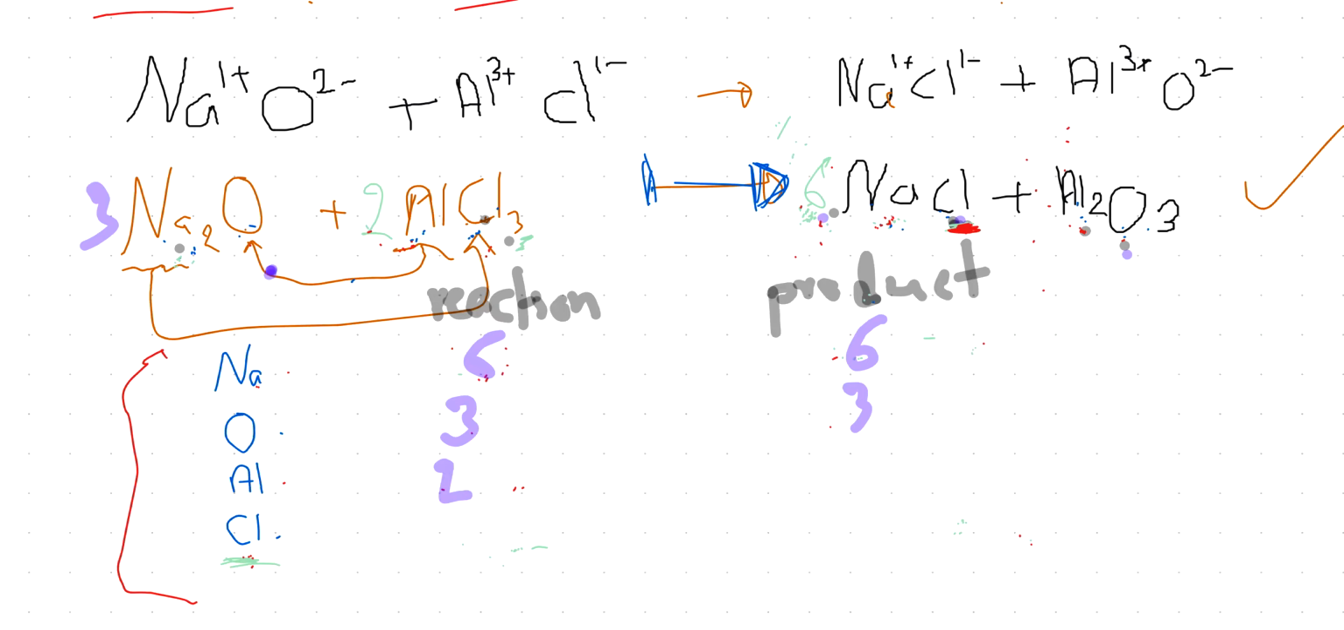Chlorine, how much do we have on the reactant side? 6. In the product? We have 6. Okay, 6. We don't call it reaction side, we call it reactant. Sorry, it's my mistake. Okay? Are they equal? Yeah, they are equal. So our equation now is balanced.